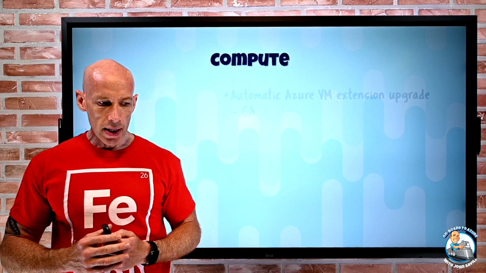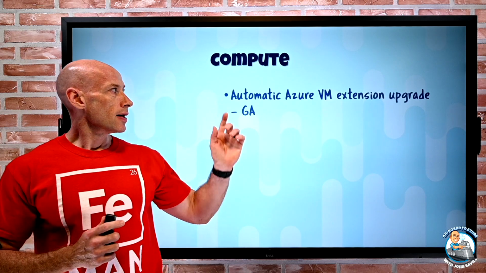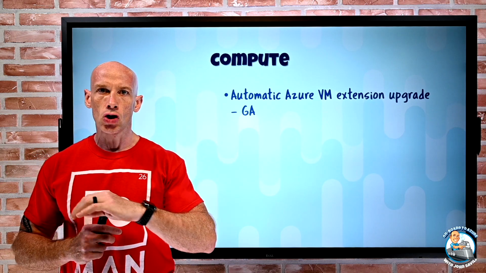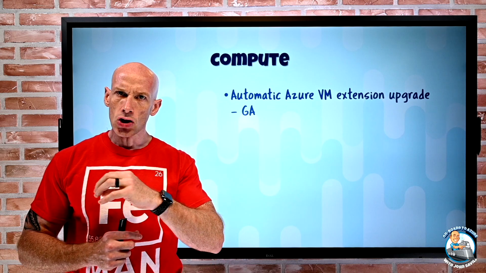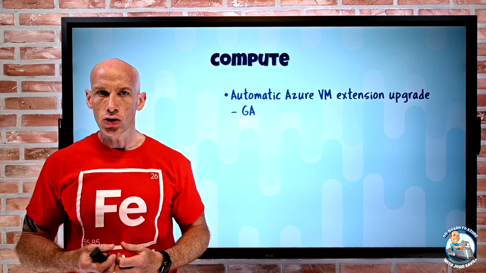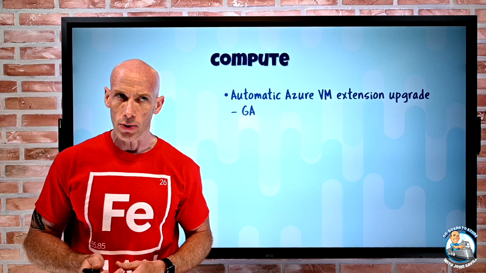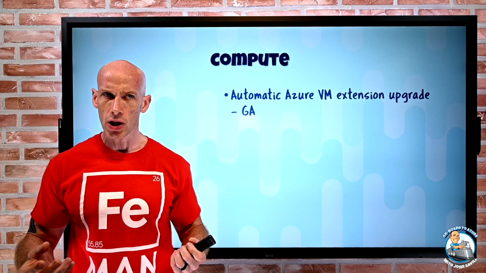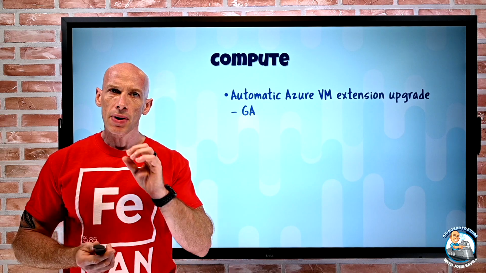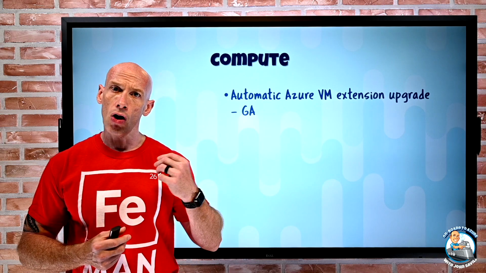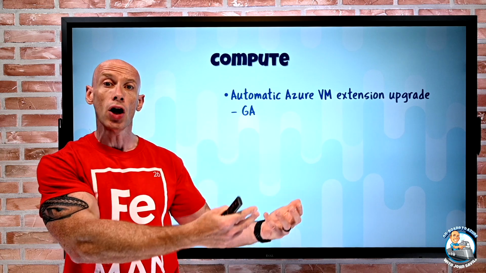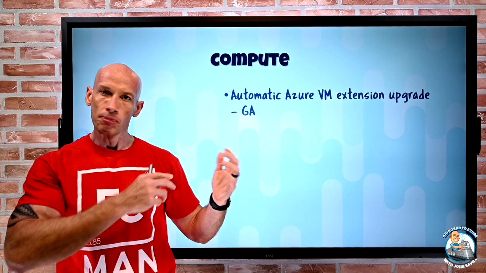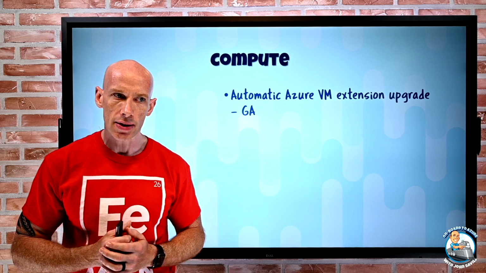So, new updates this week. On the compute side, the automatic Azure VM extension upgrade capability has gone GA. Remember, extensions are things we can add to virtual machines, and therefore virtual machine scale sets, that add some type of capability to the virtual machine. They're normally pretty small, but now what can happen is, if the publisher of that extension releases a new version, it will automatically be applied to the virtual machines and the virtual machine scale sets.